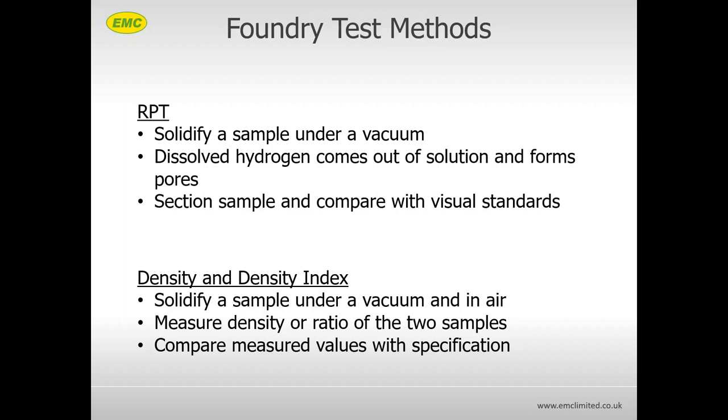The density and density index machine is a little bit more complex, where the solidified sample can be measured for density, and the density index is a ratio of two samples, one solidified in air and one solidified under a vacuum. And these measured values can be compared with company specifications.